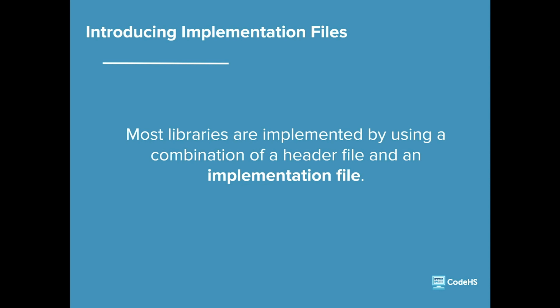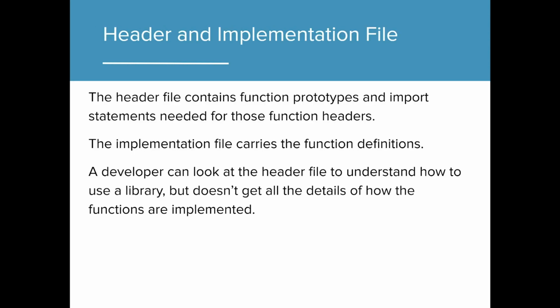While defining functions inside a header file can be common for a small library, most libraries are implemented using a combination of a header file and an implementation file. The header file generally contains function prototypes and import statements needed for those function headers, and the implementation file then carries the function definitions. The split is generally done so a developer can look at the header file to understand how to use the library, but doesn't need to get into all the details of how the functions are implemented.